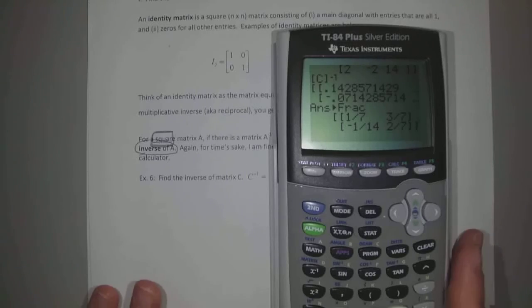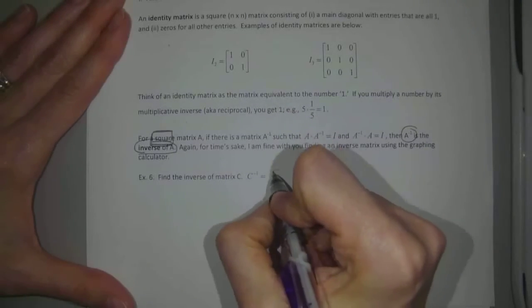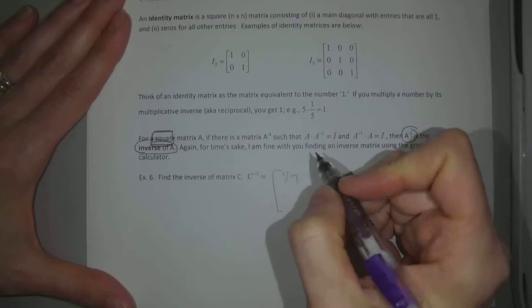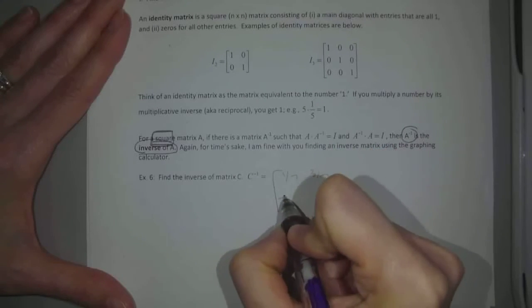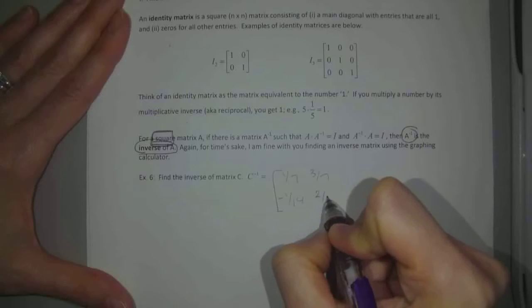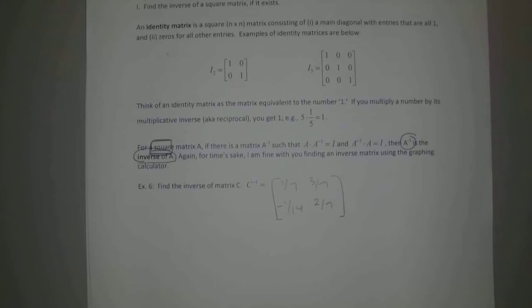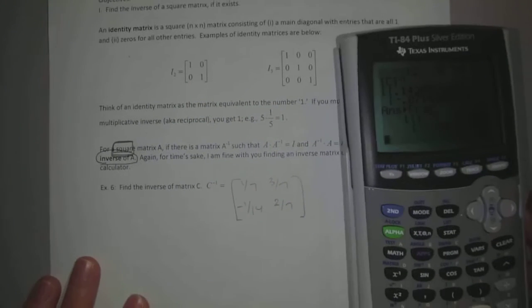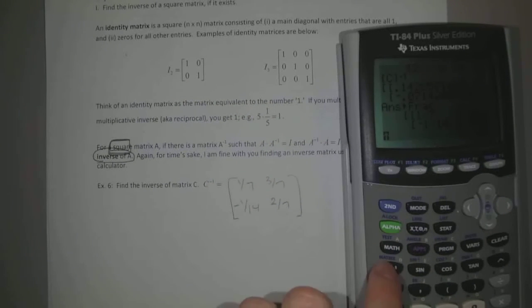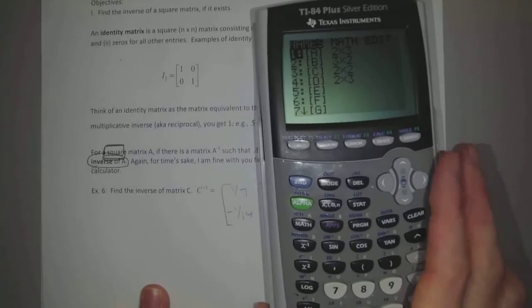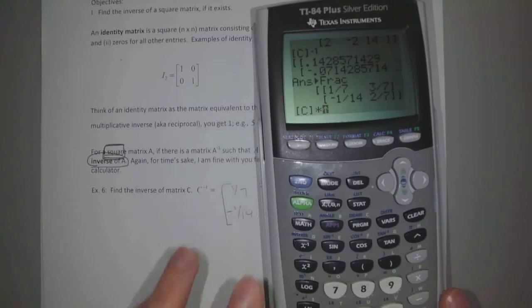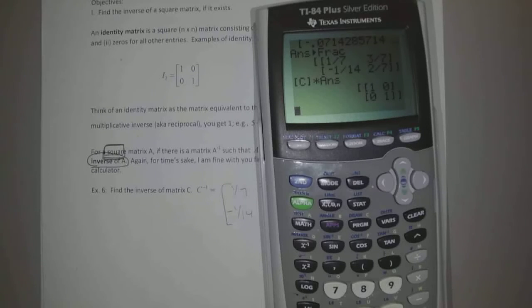There it is, okay? So our inverse matrix is 1/7, 3/7, -1/14, and 2/7. And what does this mean? It means if we took our original matrix C and multiplied by this matrix, it would equal 1. Okay? So you can even do that. I wonder if we can do answer. I'm going to do matrix C times second answer. This is the first time I've ever tried this. And you get the identity matrix. Okay, so that's what it's about.